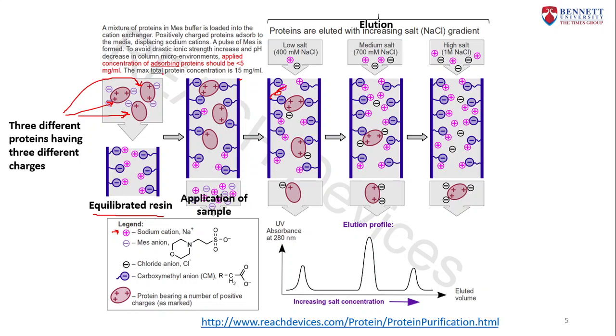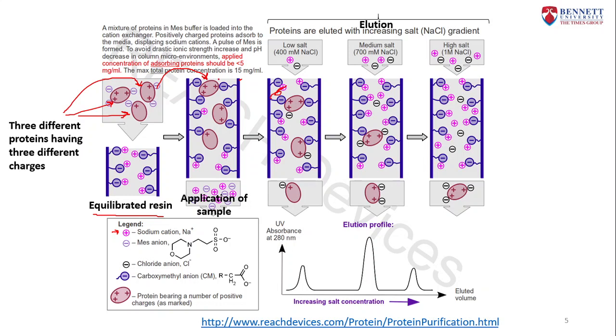At this stage, when you apply the protein, the application of the sample, all three proteins will go into the column and bind to the resin. This will cause replacement of the sodium ions, and the sodium ions will come out into the solution as counterions, while the proteins will be stuck to the column. You can see that the single positive has the least charge, so that would probably travel the most, followed by the double positive, followed by the triple positive.